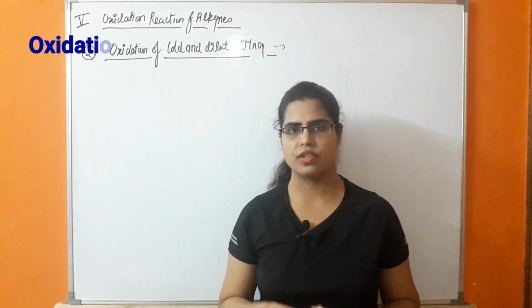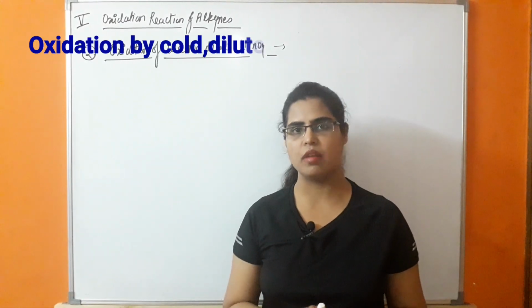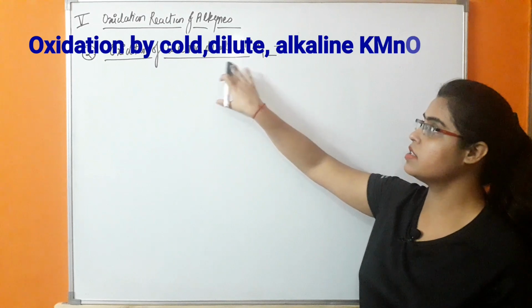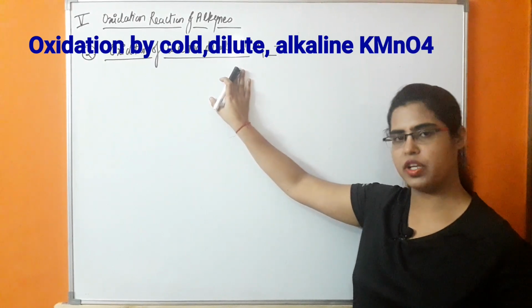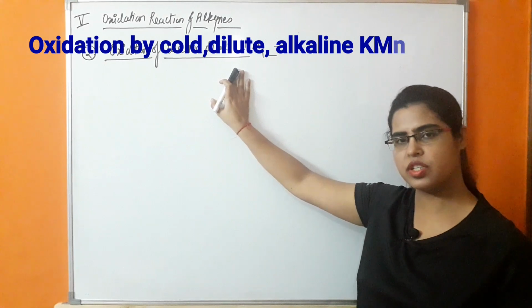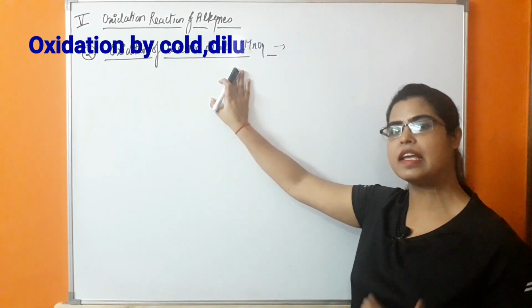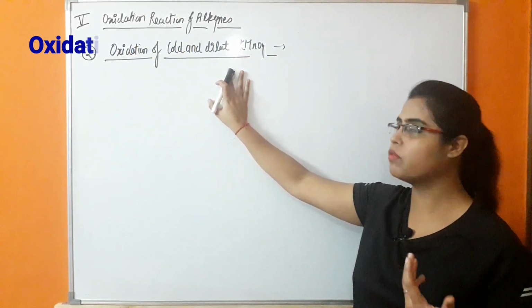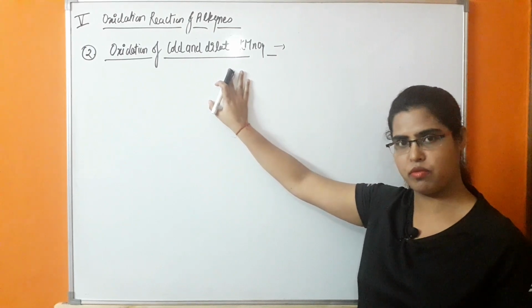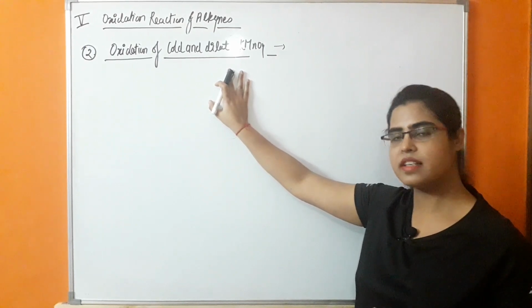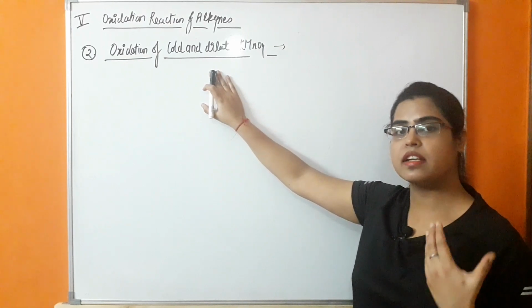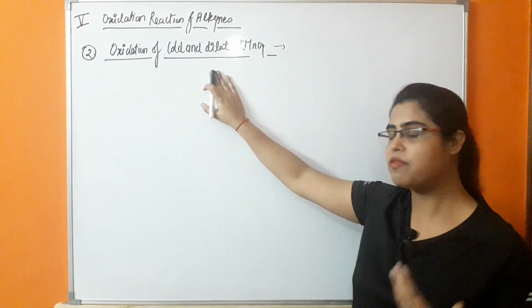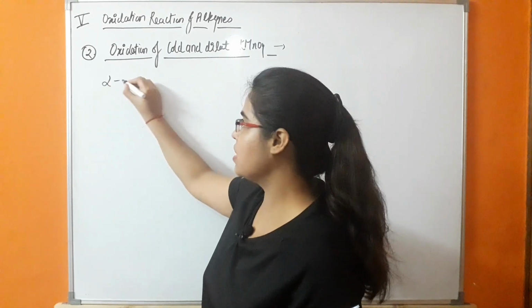The second oxidation reaction of alkyne is done with the help of an oxidizing agent, that is, oxidation by cold and dilute KMnO4. KMnO4 is an oxidizing agent. So alkynes are readily oxidized in the presence of cold dilute KMnO4. So what is happening in this case? In the presence of cold and dilute KMnO4, there is formation of alpha dicarbonyl.